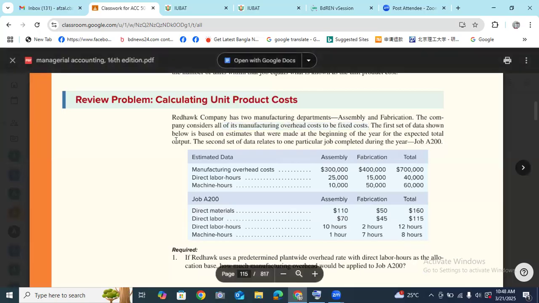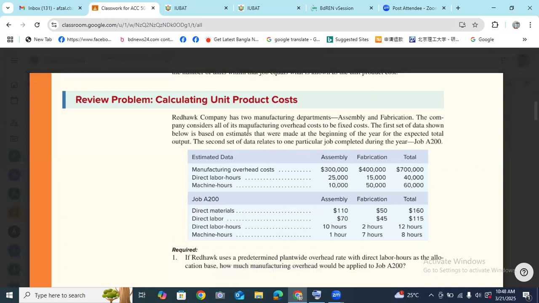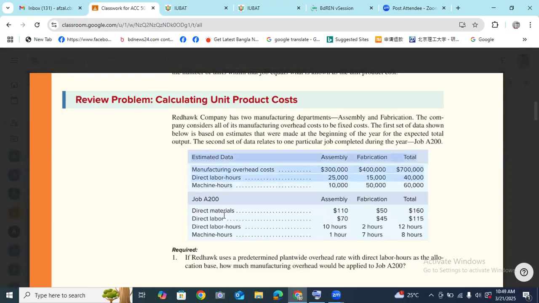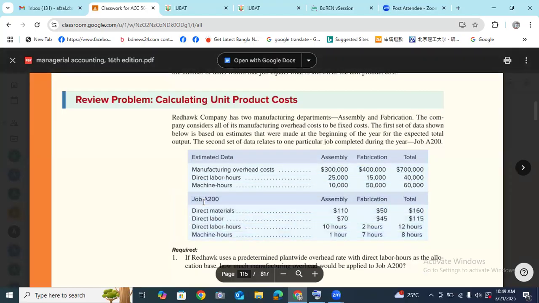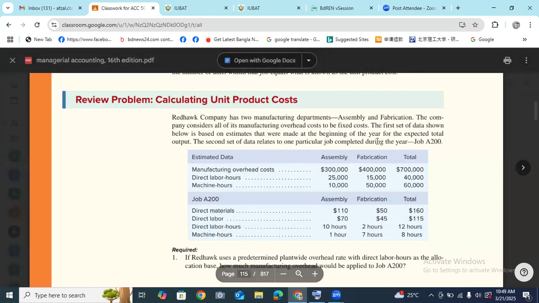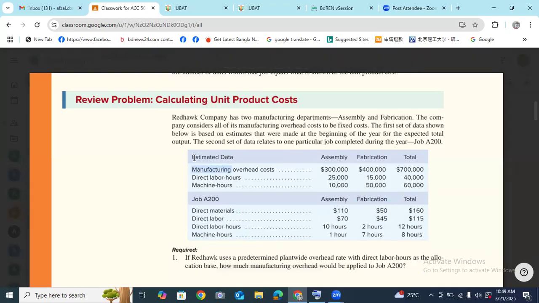The first set of data shown below is based on estimated, planned data that were made at the beginning of the year and expected total output. The second set of data relates to a particular job during the year, job A200. This is the first set of data, for the beginning of the year. The manufacturing overhead is estimated: for the assembly department $3 lakh, and for fabrication $4 lakh, total $7 lakh.